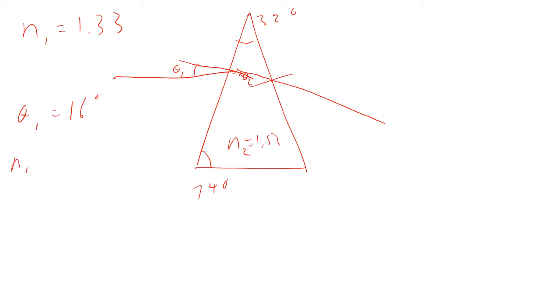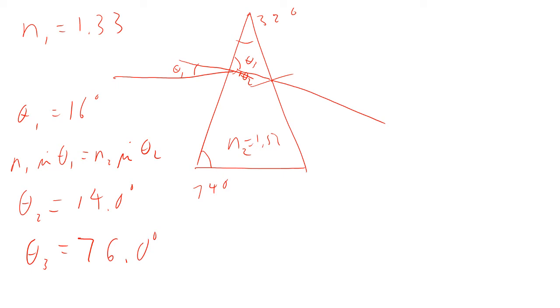So we know that n1 sine theta 1 equals n2 sine theta 2. Do a little bit of math there. Theta 2 now comes out to be 14 degrees. So theta 3, same theta 3 that we had before, is now going to be equal to 76 degrees. So theta 4 over here is now going to be 72 degrees. So theta 5 is now going to be 18 degrees.